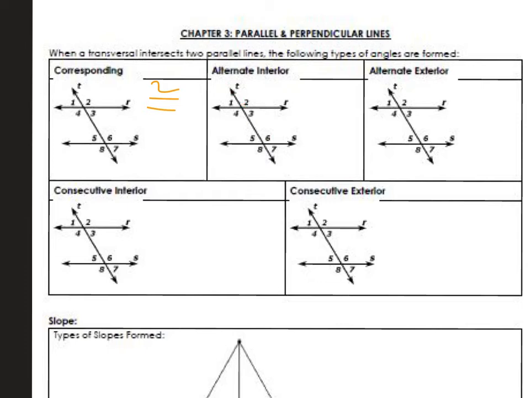Alternate interior. Well, alternate means on opposite sides of the transversal. Interior means inside the space between the 2 lines. Alternate interior, 3 and 5, 4 and 6 are all alternate interior, and these are all congruent to each other. Alternate exterior, we have our same thing, alternate, opposite sides of the transversal, but exterior existing outside of the 2 parallel lines. So 1 and 7, which would be congruent to each other, 2 and 8, which are congruent to each other.